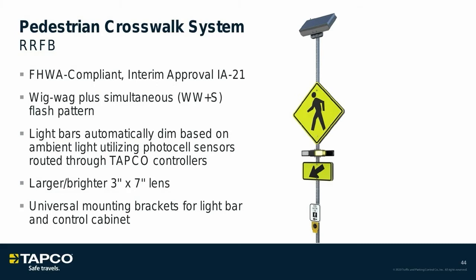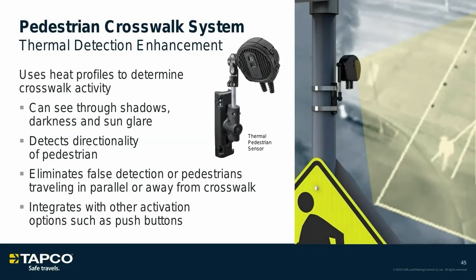Getting into the optional enhancements that we have, this is our thermal detection. This is the FLIR sensor that we utilize for some of our crosswalk applications that people want to use more of a passive automatic detection. As you can see, it uses heat profiles to determine crosswalk activity. So what we do is we design a custom system of 1 or 2 or 3 zones within the software of this camera to detect human movement through a crosswalk.